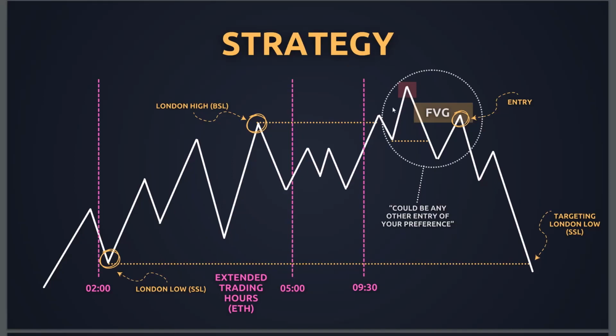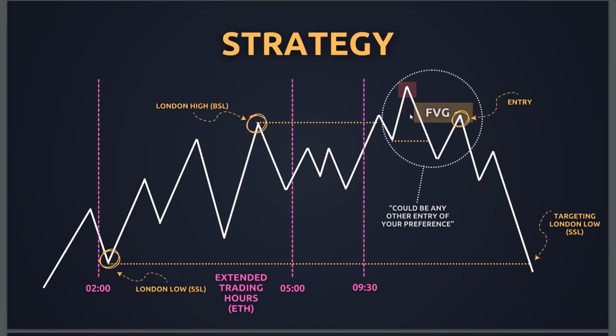Another time it's taken, and taking this high too. And then we have a market structure shift displacement with a fair value gap. We can simply enter from the fair value gap. Or you could be using any type of entry that you prefer. So if you prefer a breaker block with a fair value gap, you can do that. If you just prefer a breaker block, if you like using inverse fair value gaps. So as I said, go with whatever you prefer.